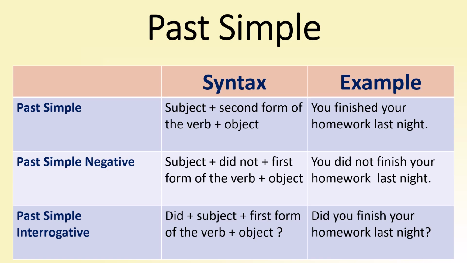Now let's see the syntax of past simple negative and the past simple interrogative. So past simple negative: first of all subject, then we use did not in order to convert the sentence into the negative form. Then the first form of the verb. We always use the first form of the verb with did not. And then the object. For example, you did not finish. See, here it is the first form of the verb. Your homework last night. Okay.